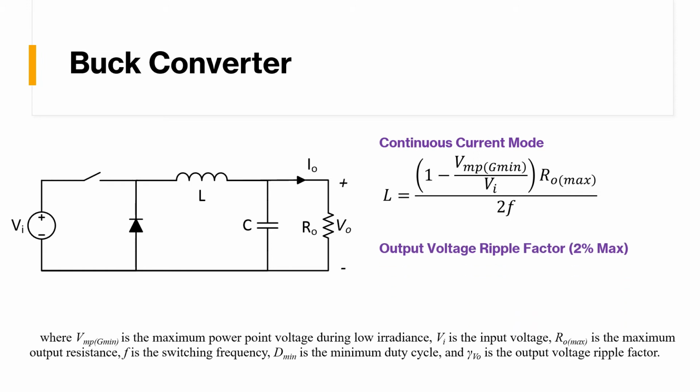And also the output voltage ripple factor, which in this case we choose 2% maximum. You can calculate the C using this equation.